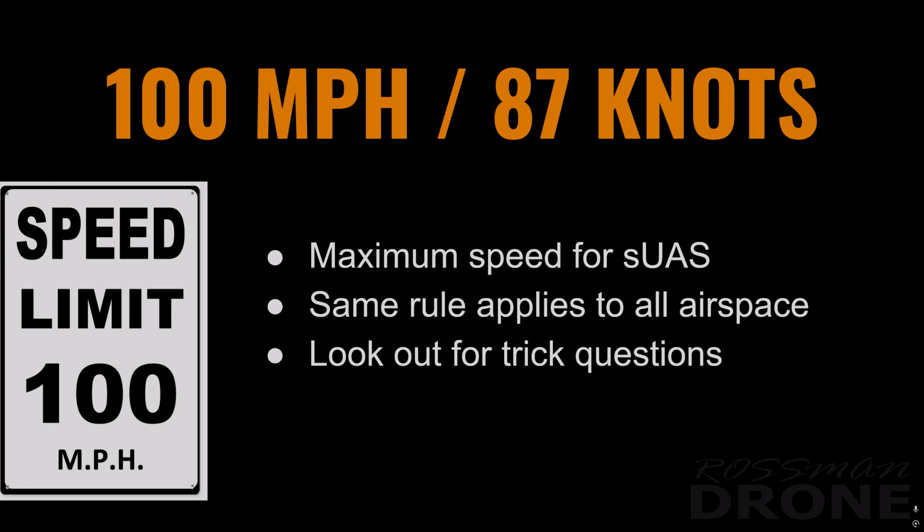You just want to look out for any kind of trick questions where they mix up the units on you. So 100 knots would be an incorrect answer. 87 would be correct. And you also want to look out for something like 87 miles per hour. You were looking for 100 miles per hour or 87 knots.